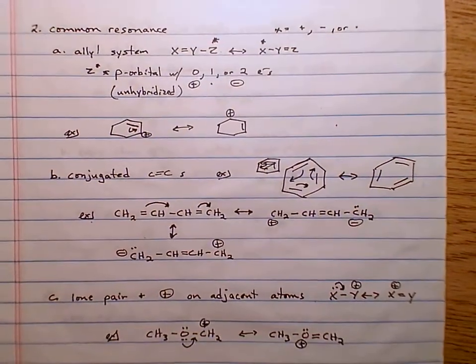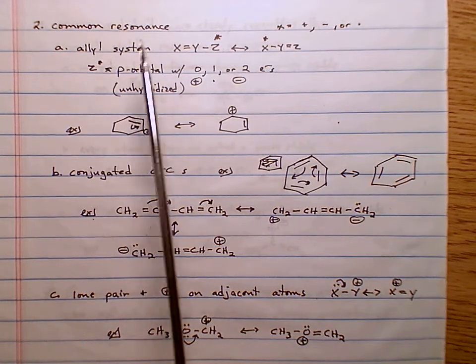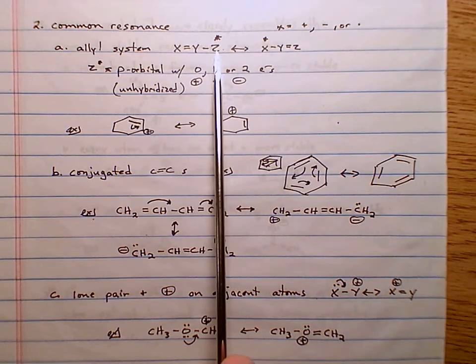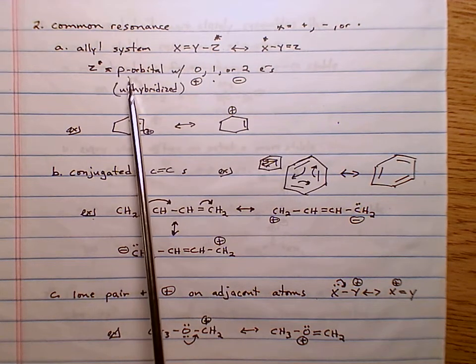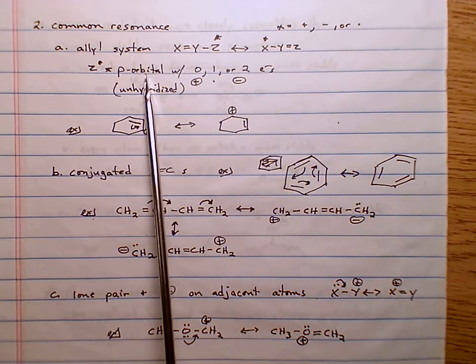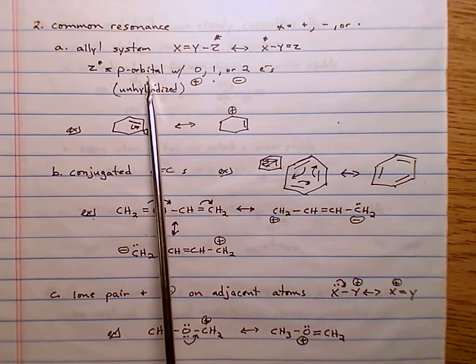Let's look at some common resonance. Instead of having to work out resonance forms every time, let's just look at resonance that we commonly see so you can recognize it. As we just saw, an allylic system, a double bond followed by another atom at the allylic position. And as long as atom Z here, this allylic carbon, has a p orbital, it is sp2 hybridized or sp hybridized. As long as it's not sp3 hybridized, then we have an allylic system.